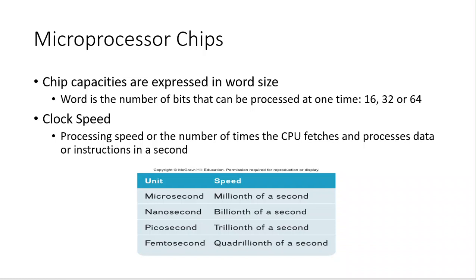So the unit for processing speed can be in microsecond. Microsecond is 10 to the power of minus 6. Nanosecond is 10 to the power of minus 9. Picosecond is 10 to the power of minus 12. And femtosecond is 10 to the power of minus 15.